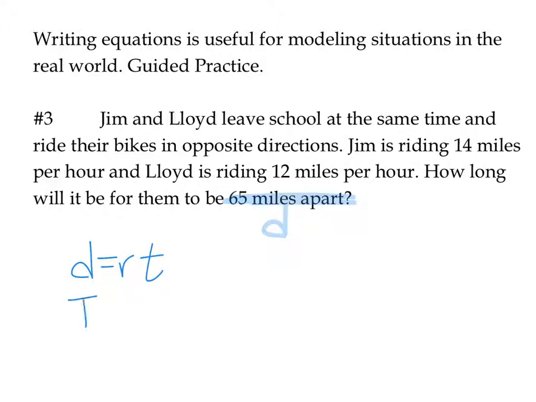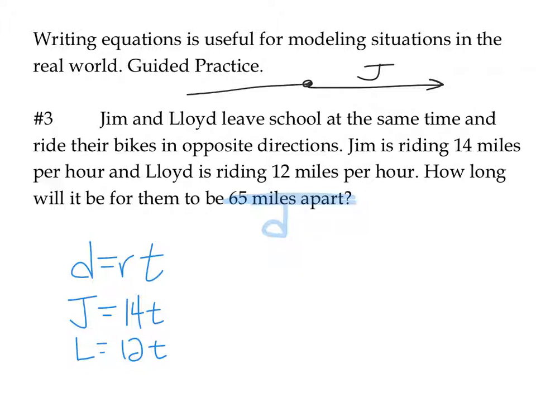So Jim's distance is his rate times time. His rate is 14 miles per hour times time. Lloyd is 12 miles per hour times time. We want to know, if they're driving in different directions, one's riding this direction, let's say that's Jim, they start here from school, and this is Lloyd going this way, we want to know when this distance from here all the way to here is 65.